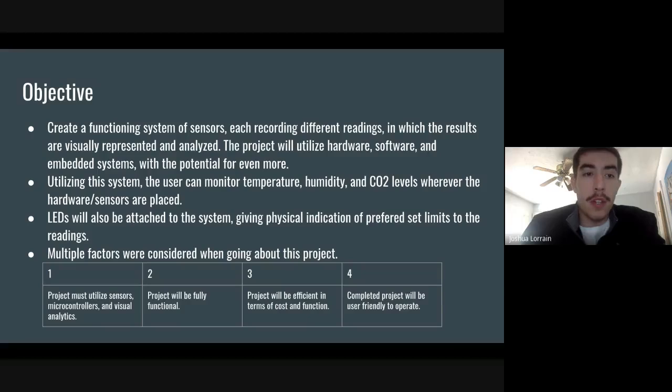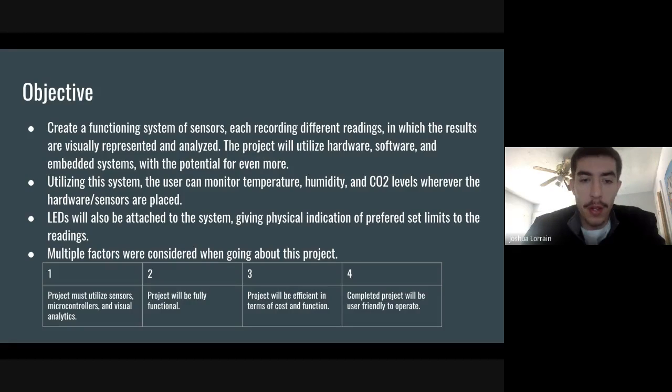The objective of my project was to create a functioning system of sensors, each recording different readings, in which the results are visually represented and analyzed. The project would utilize hardware, software, and embedded systems with potential for a lot more. Utilizing this system, the user can monitor temperature, humidity, and CO2 levels wherever the hardware and the sensors were placed. LEDs would also be attached to the system, giving a physical indication of preferred set limits to the readings. And these factors were considered when going about this project.